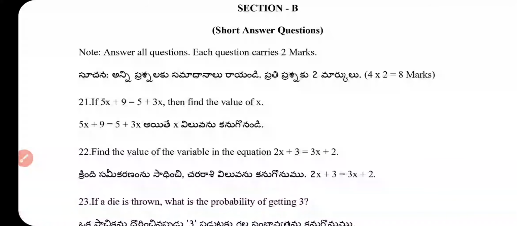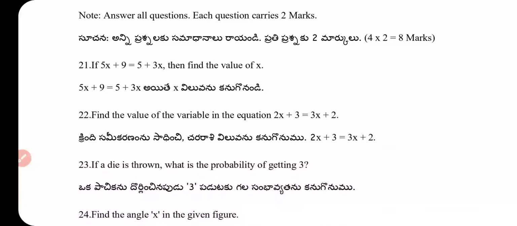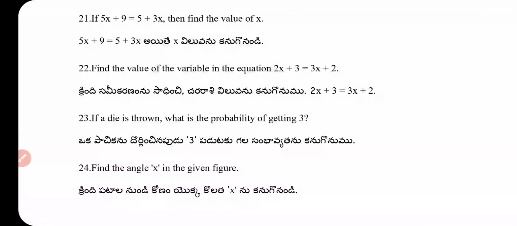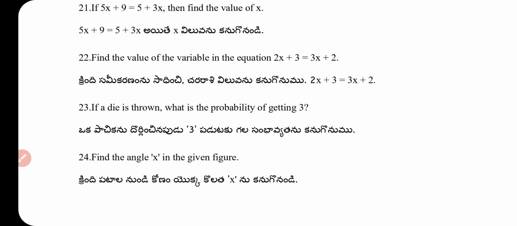Section B, short answer questions. Answer all the questions. Each question carries 2 marks. If 5x plus 9 equal to 5 plus 3x, then the value of x. Question number 22. Find the value of the variable in the equation 2x plus 3 equal to 3x plus 2.